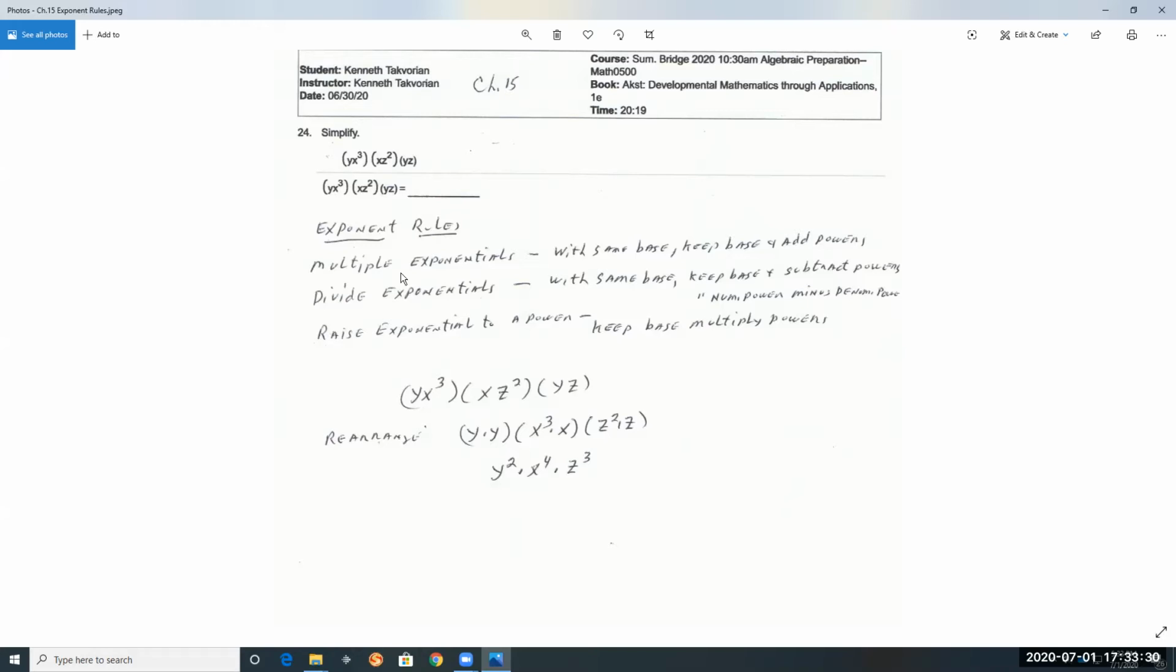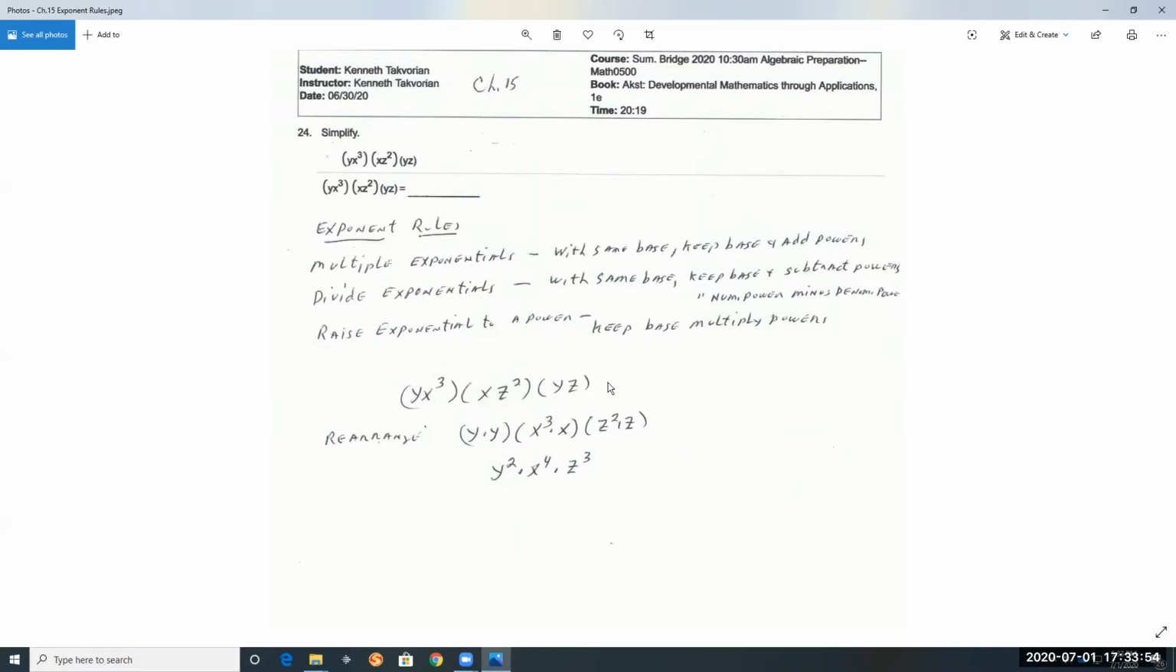When we're multiplying exponentials with the same base, keep the base and add the powers. If we were dividing exponentials with the same base, you keep the base and subtract the powers. Numerator power minus denominator power. When we're raising an exponential to a power, we keep the base and multiply the powers.